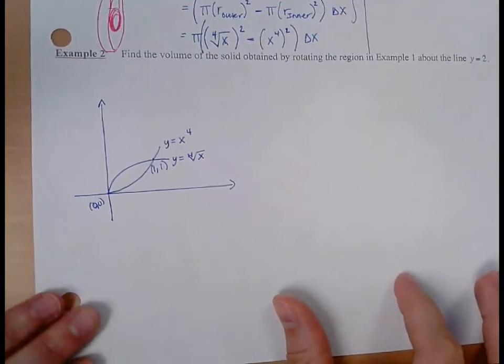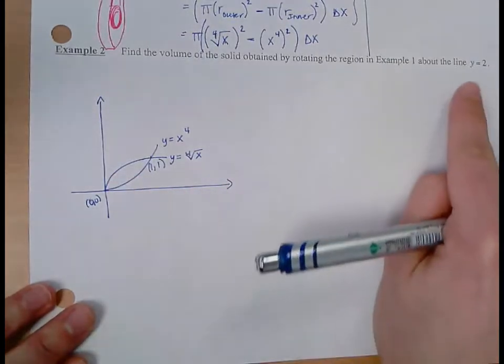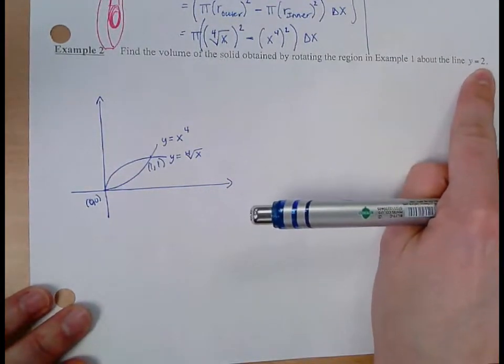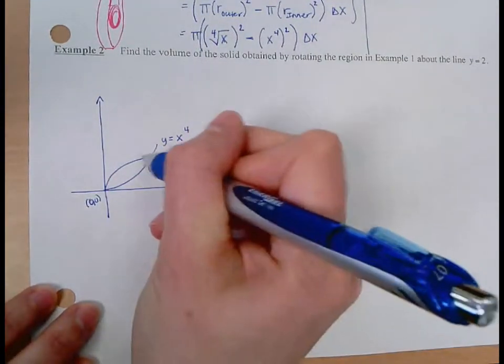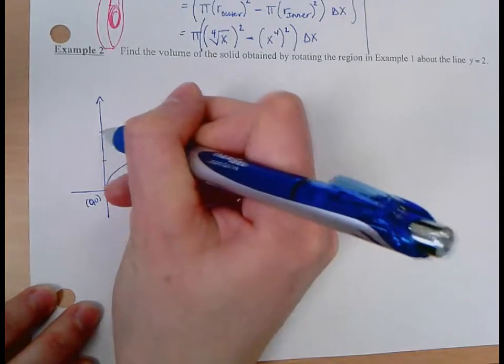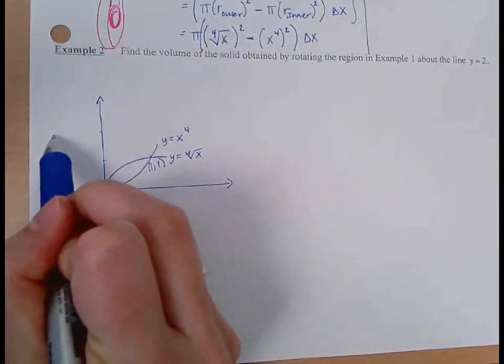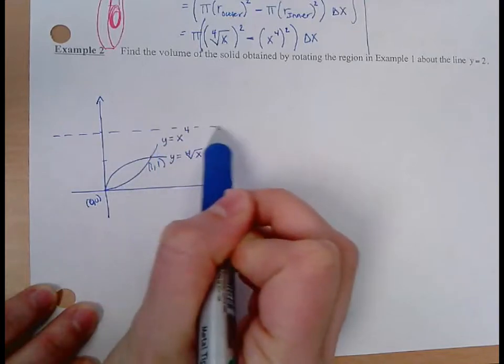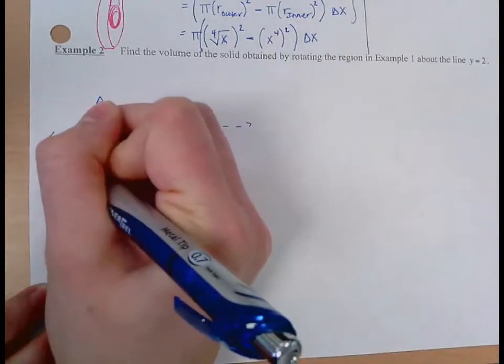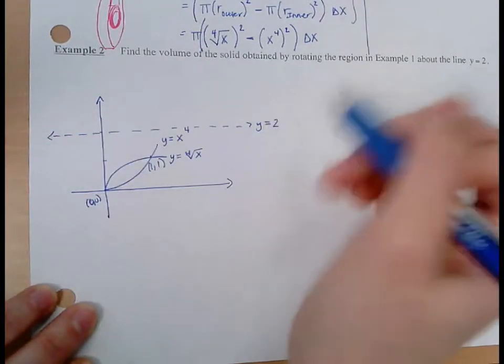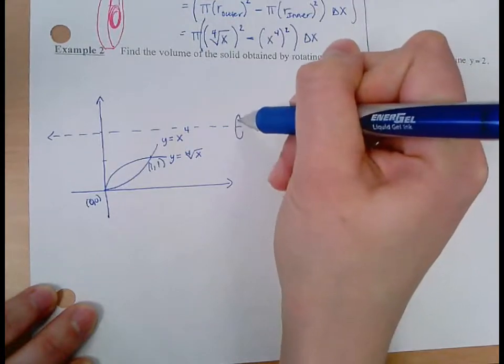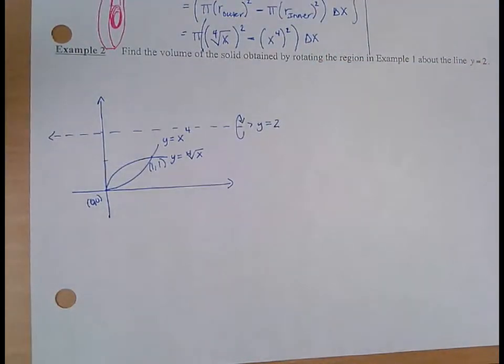But then what I'm also going to draw is the line y equals 2. So that is a horizontal line at the y value 2. I'm just going to dash that through here. That is the line that we are rotating that region around. So this is a case where the region we're rotating doesn't even touch the axis of rotation.